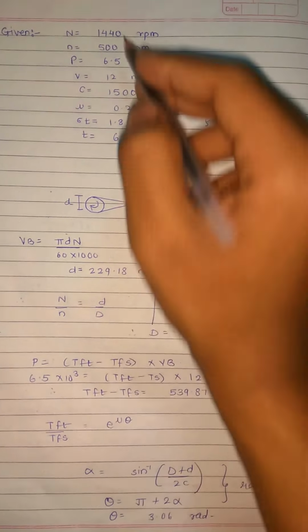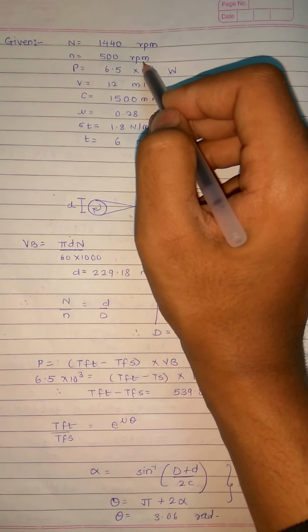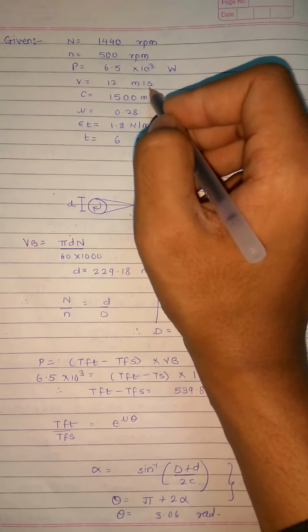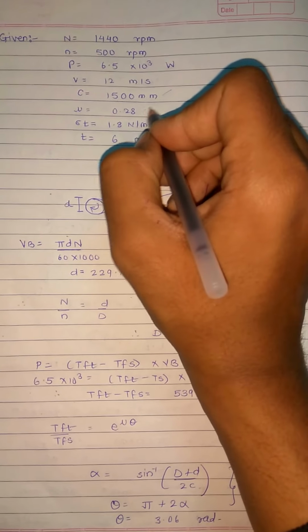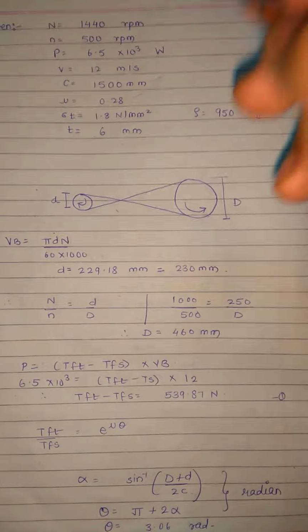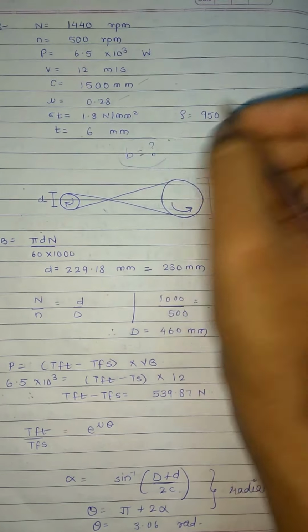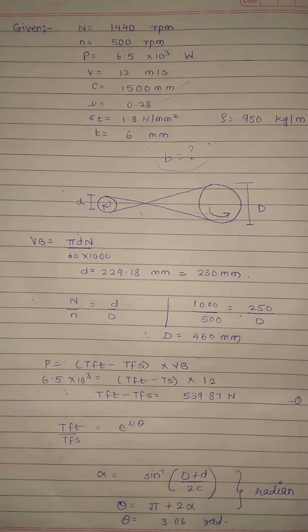Again, all the data is given: capital N, small n, P, V, C, that is speed of the driving, speed of the driven, power input, velocity of belt, center distance, coefficient of friction, tensile stress, and thickness of the belt is given. If you closely observe, B is not given. So we are considering B to be found out, and we have been given rho.